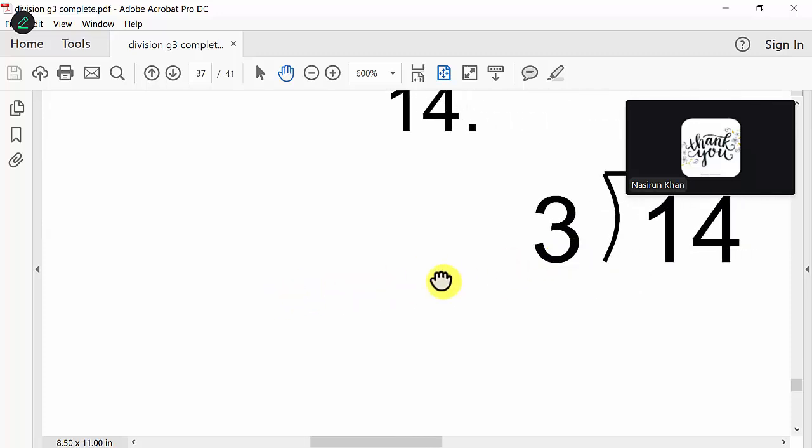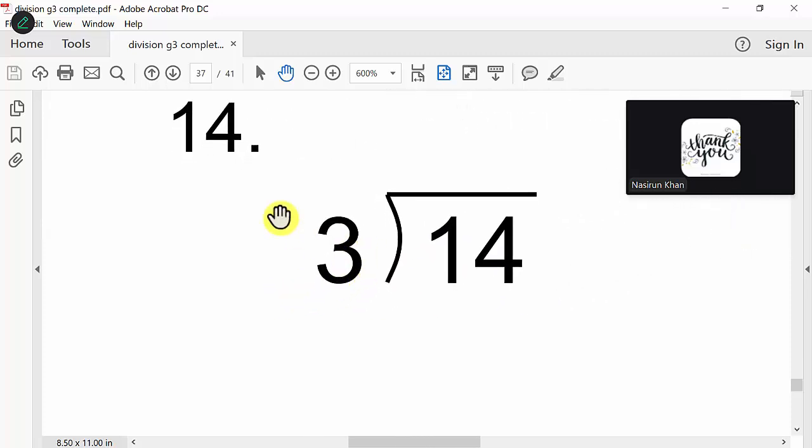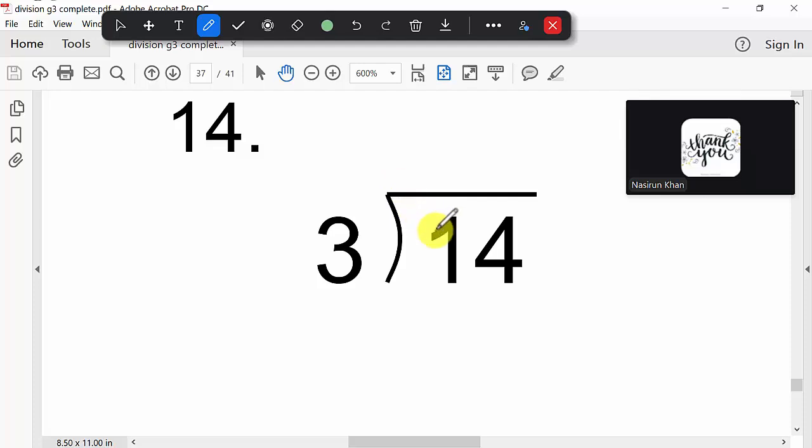Number 14. 14 divided by 3. What is 14 divided by 3? 1 divided by 3 cannot, because 1 is smaller. The answer will be a fraction, so we use both digits. 14 divided by 3 is 4. 3 times 4 is 12.